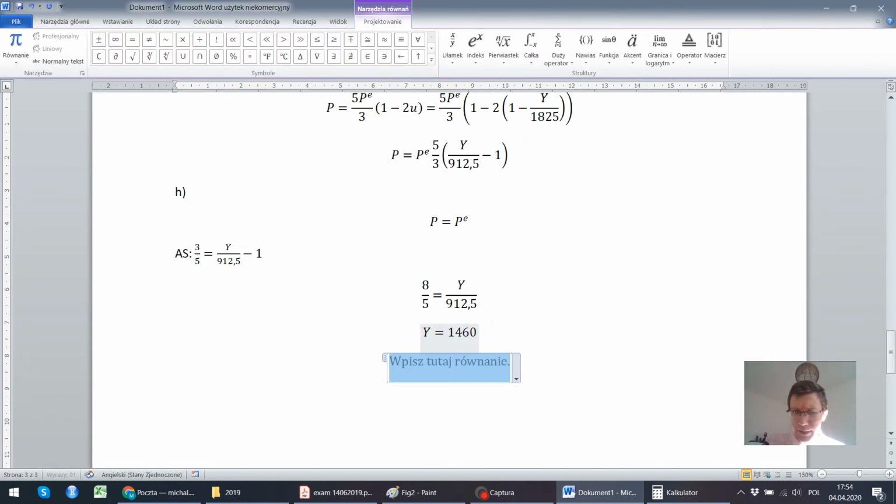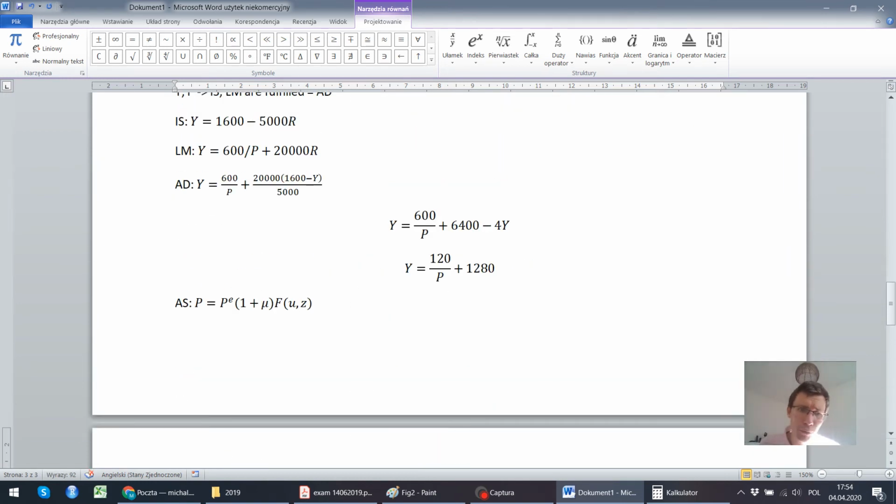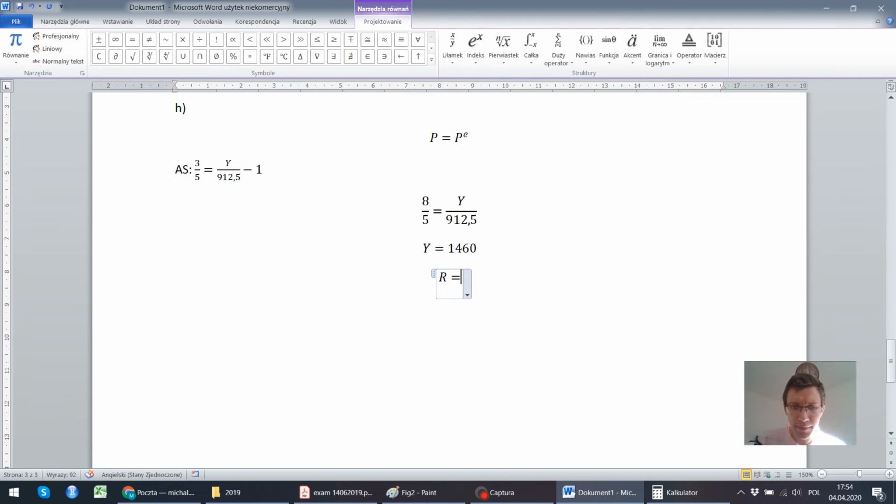All right, so what about the equilibrium interest rate? To compute this, we go back to one of our IS equations, for example, and we have on the left-hand side 1460 minus 1600 over 5000, then there is a minus in front of this. And according to my notes, this is equal to 0.028. Fair enough.